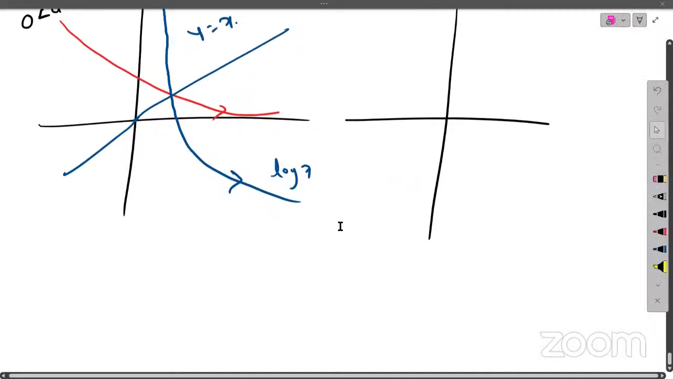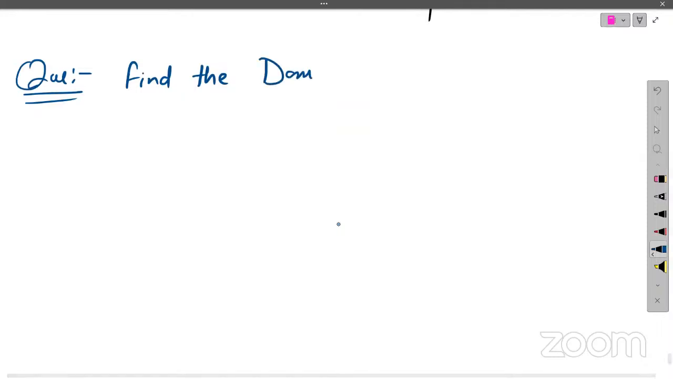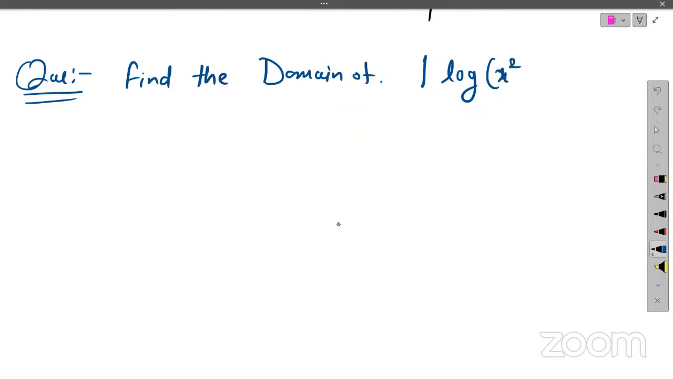So now let's try to solve one example. This is a question for you. Find the domain of modulus of log of x square minus 2x plus 4, and answer the following questions. First, is it 1-1? Second, is it onto?